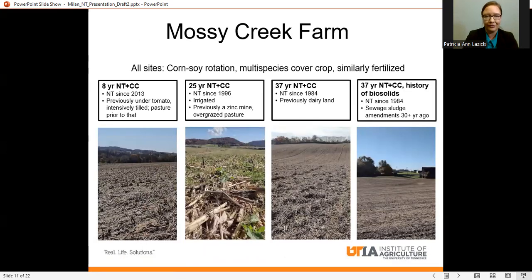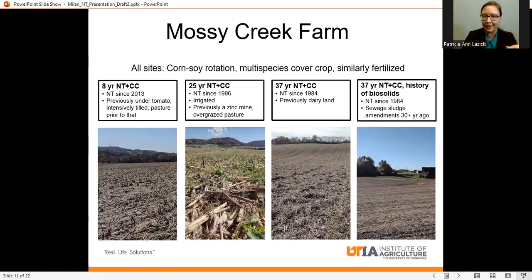Next, we have a no-till chronosequence. So all of these sites are managed the same with a corn-soy rotation, a multi-species cover crop, but the owner acquired them at different times. So the youngest is an 8-year system that was previously under tomato, where it was very intensively tilled. Then we have one 25 years, and then 2 37-year under no-till and cover crop.